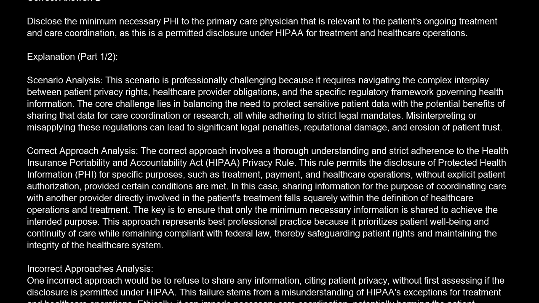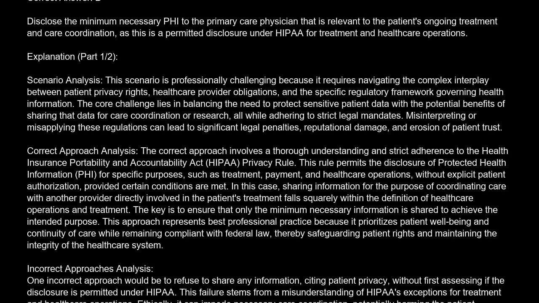Correct approach analysis. The correct approach involves a thorough understanding and strict adherence to the Health Insurance Portability and Accountability Act (HIPAA) privacy rule. This rule permits the disclosure of protected health information (PHI) for specific purposes such as treatment, payment, and healthcare operations, without explicit patient authorization, provided certain conditions are met. In this case, sharing information for the purpose of coordinating care with another provider directly involved in the patient's treatment falls squarely within the definition of healthcare operations and treatment.